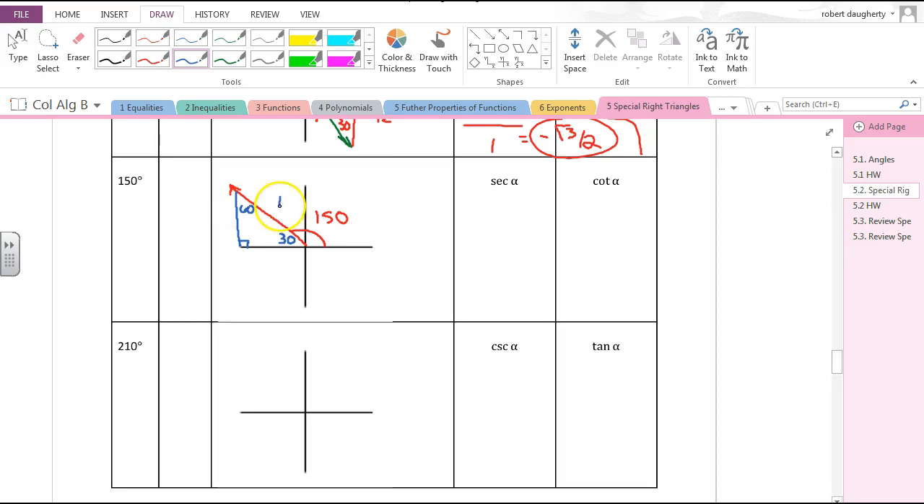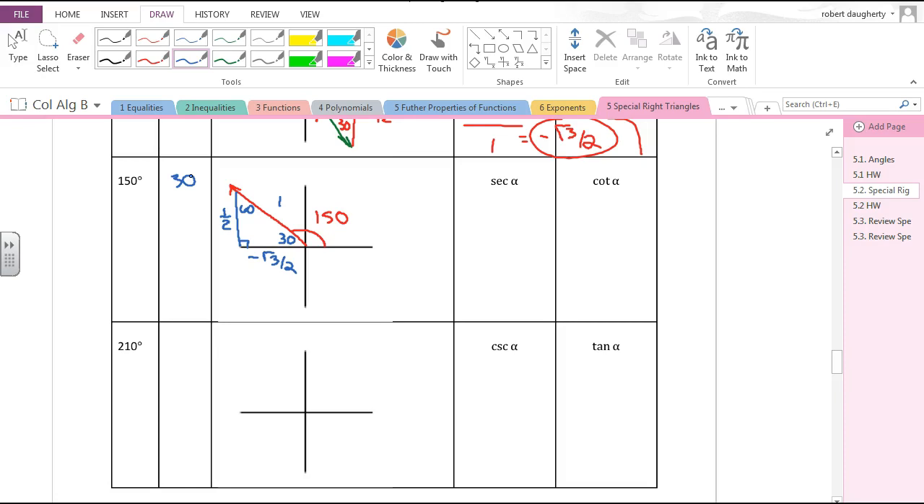Okay, this side is 1. What's opposite 30? 1/2. The other side is square root of 3 over 2. Now put the positive and negative signs. To start here and to travel, what direction in x? Positive or negative? Negative. What direction in y? Positive. So this angle is 30 degrees.